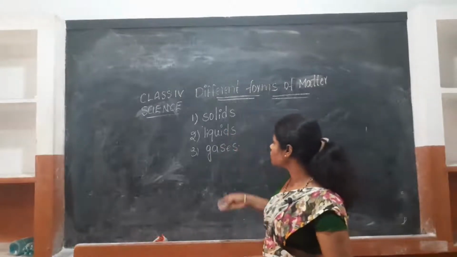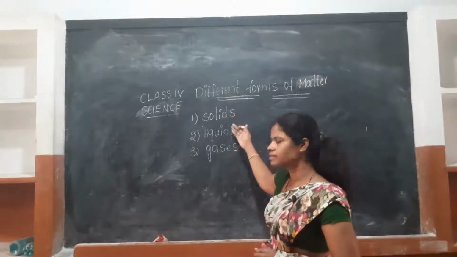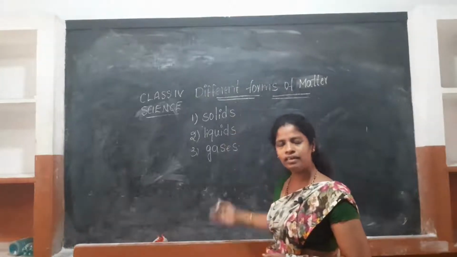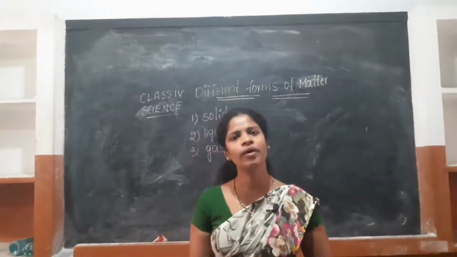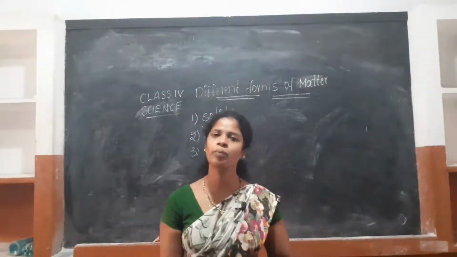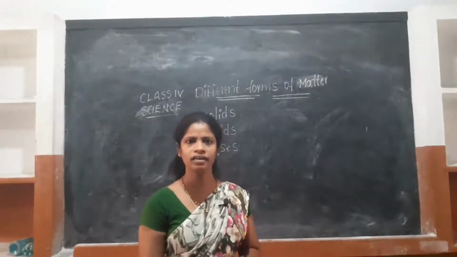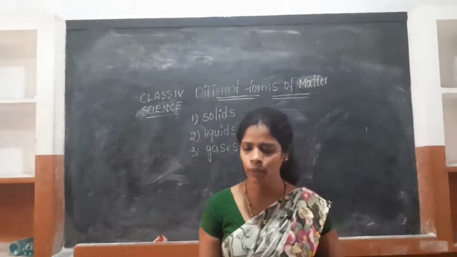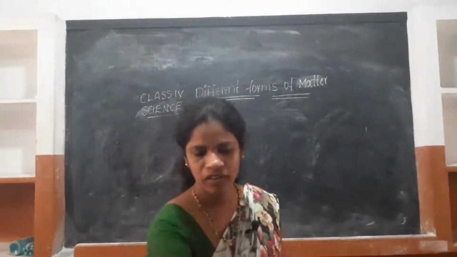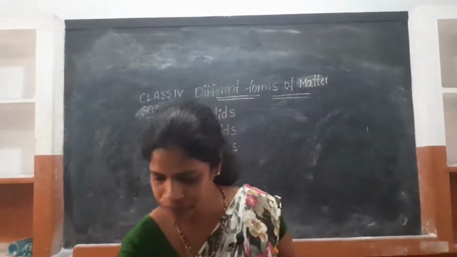So, the different forms of matter that we see around us are solids, liquids and gases. In today's class, we are going to learn the properties of solids, liquids and gases. Open your science textbook and look at page number 53.